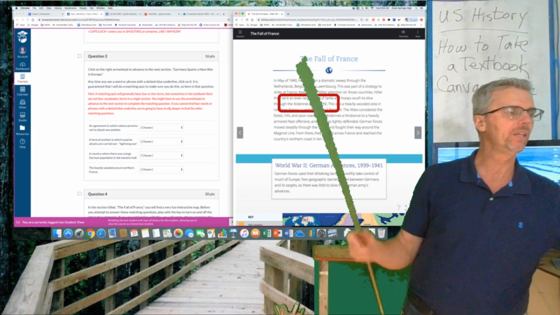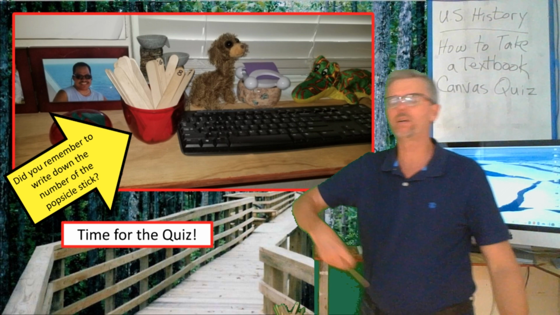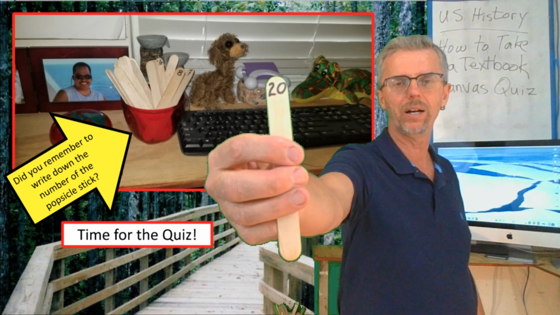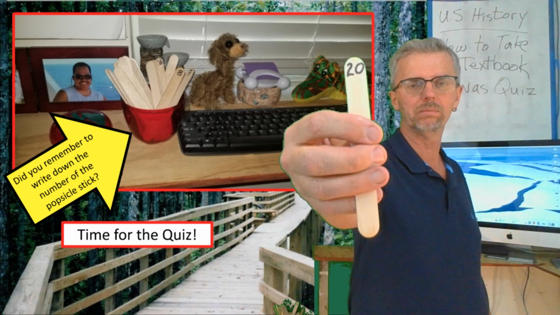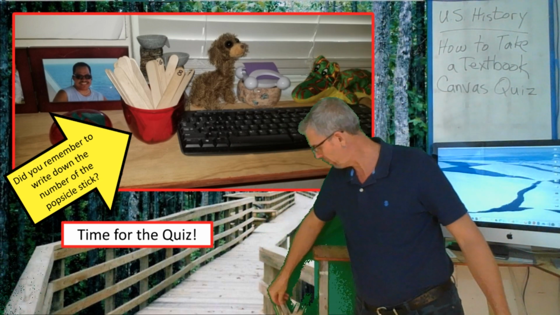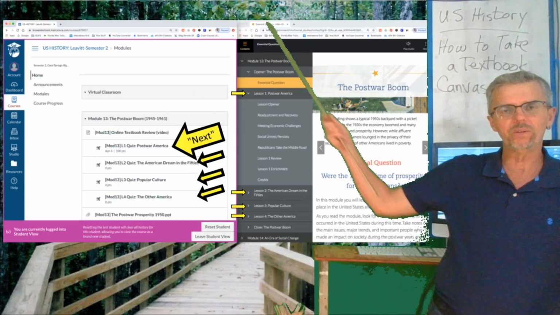All right, time for the popsicle stick. And the popsicle stick number for this quiz is 20. All right, so write it down, and it's number 20 on this popsicle stick question. And this is how you advance through.